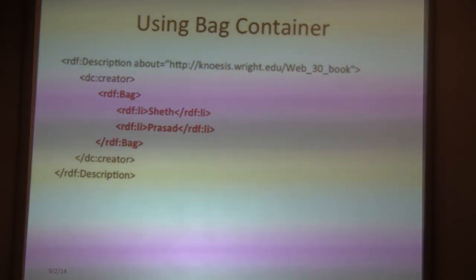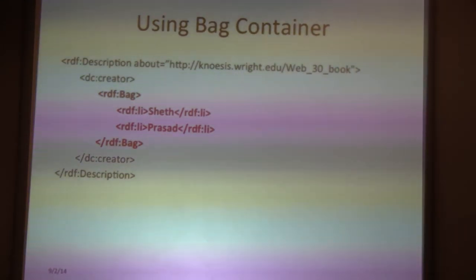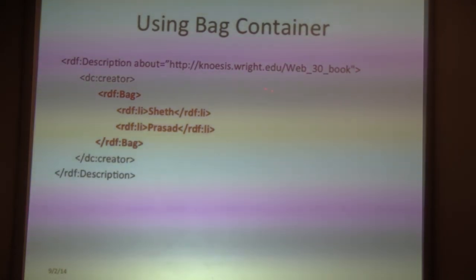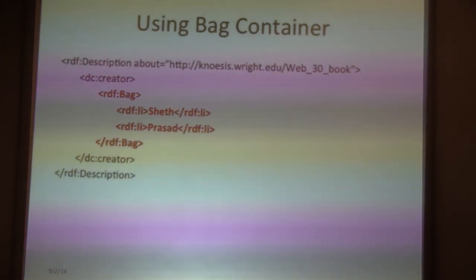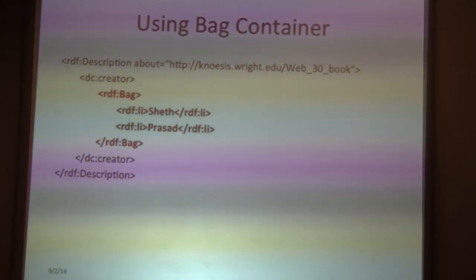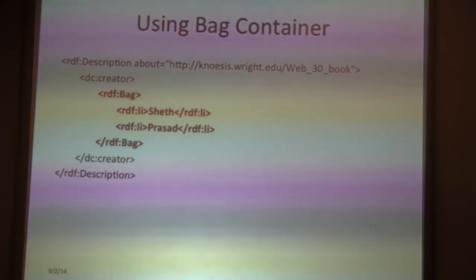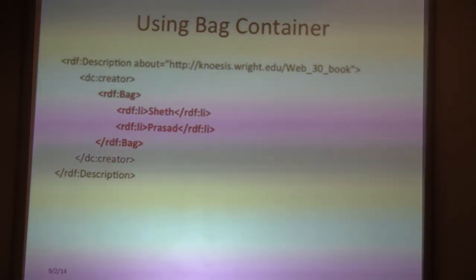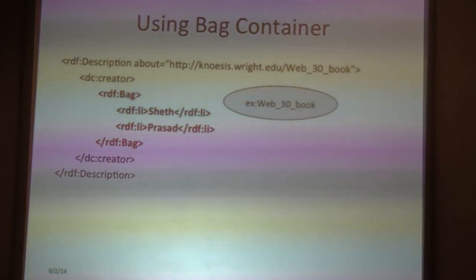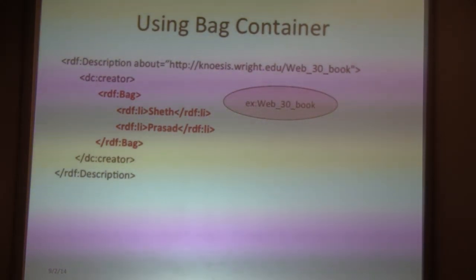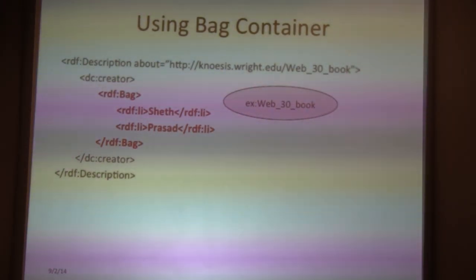For the bag container, I'm using the RDF/XML format so that you get familiar with this. We have the Web3.0 book, and this is going to be the subject because we have the description for that. Below that, the outermost bag is going to be the property or predicate. The creator is going to be the property. So this is how we create a graph. We use the X prefix for this resource, the Web3.0 book, which is our resource to represent the book.